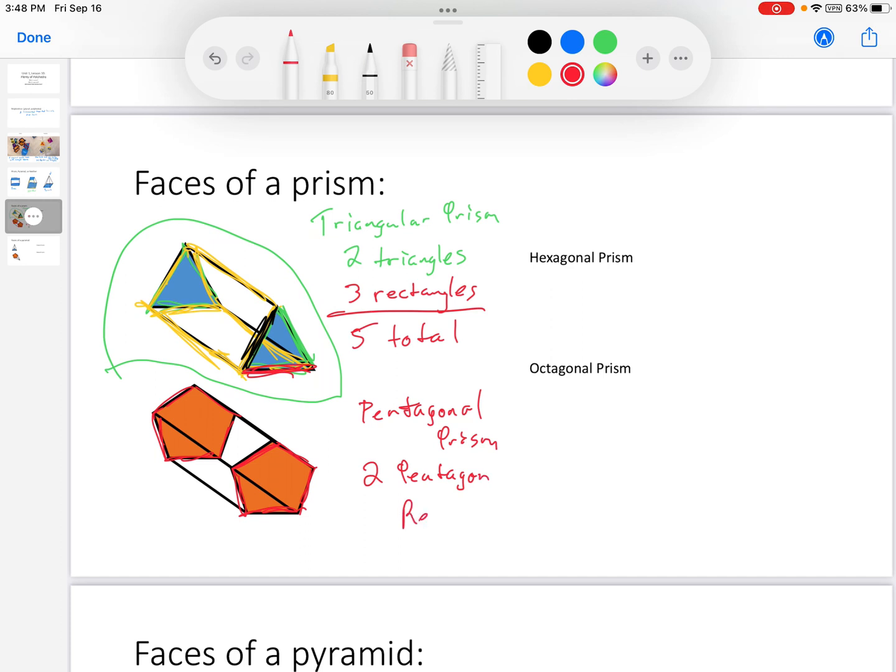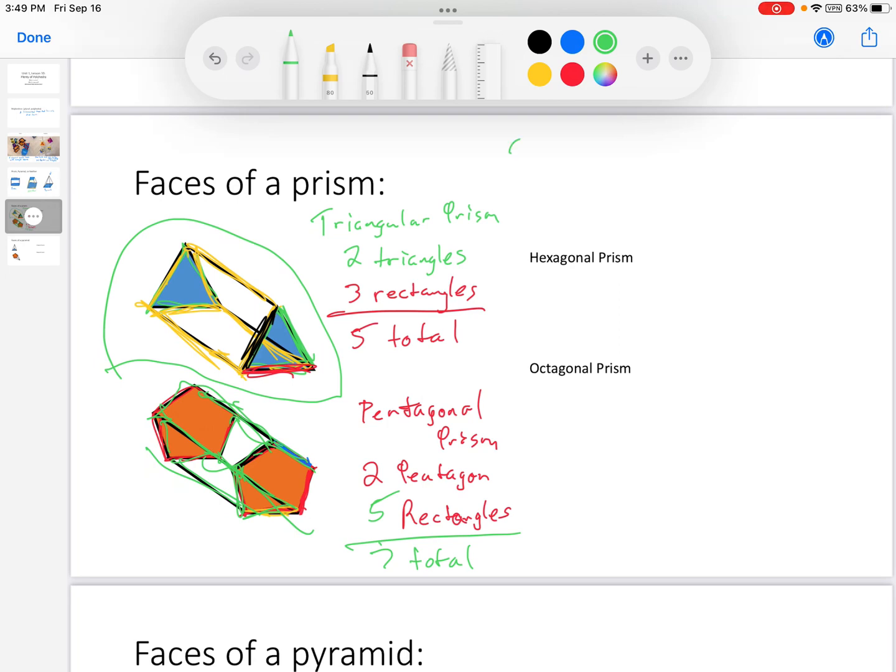And there are rectangles between, because all prisms have rectangles between. How many rectangles does it have? Well, it has 1 for this side, 1 for this side, 1 for this side, 1 for this side, and 1 for this side. 1 going in this direction, 2 going connected here, 3 connected there, 4 connected there, 5 connected that way, 5 rectangles. How many total? 2 plus 5 makes 7 total. Is this making sense? I hope so.